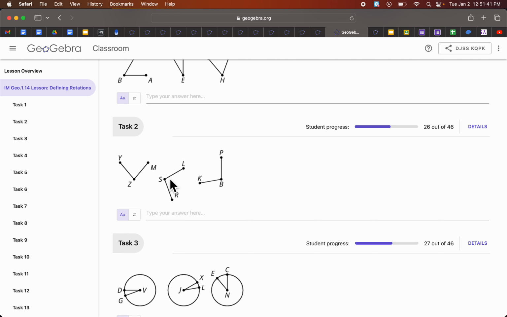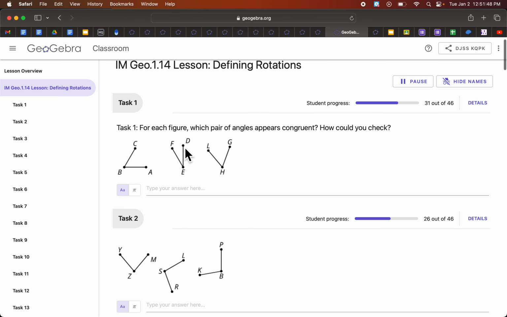So that would be angle LSR and angle KBP, right? And up here, we're naming these angles in the same order that we would draw them if we weren't allowed to pick up our pencil. So it'd be like A, B, C, or you could say C, B, A. But you can't say B, C, A because you can't draw it that way, right? Same thing over here, L, H, G, or G, H, L. But you can't do H, G, L because that line segment is not there, right?